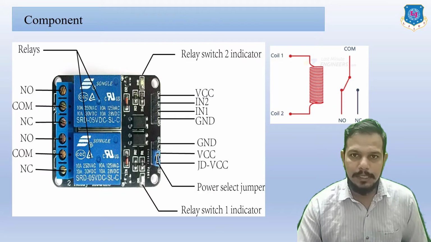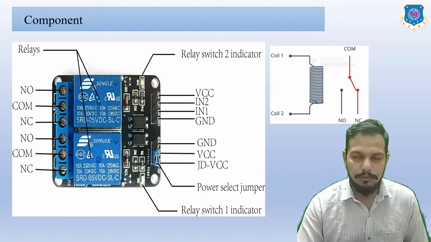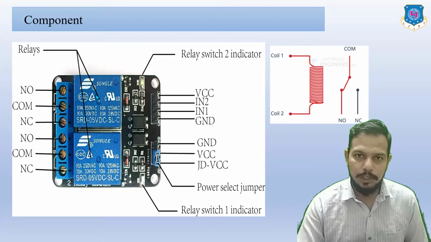So here you can see these are the components which we are going to use in this project. Here you can see this is the relay board, in which we are going to use two different relays, because we are going to control two bulbs or lamps. That's why we are using two relays here.